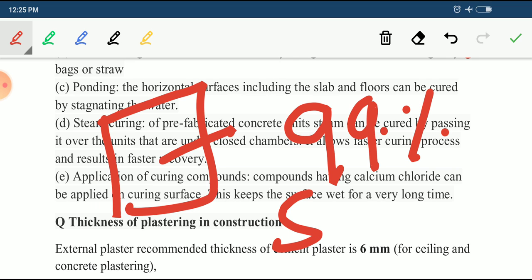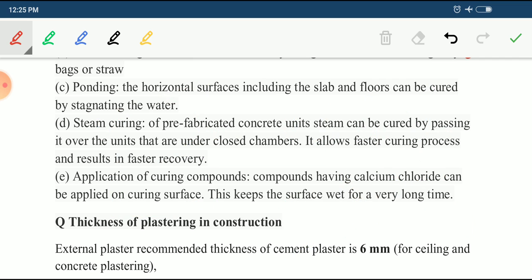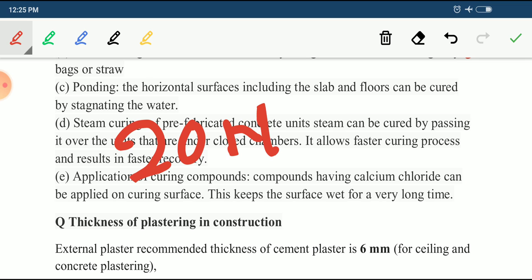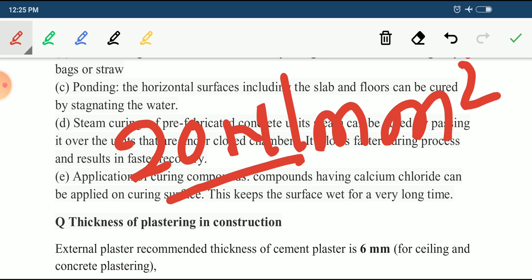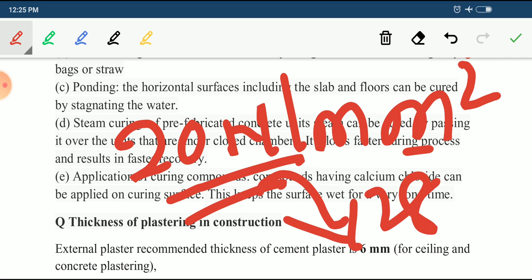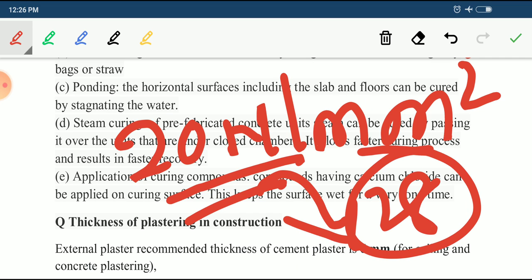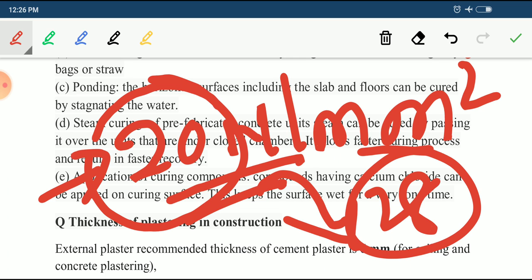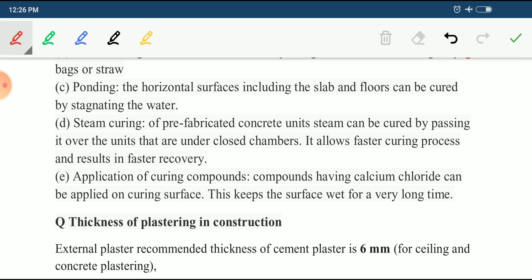If you cure for 28 days, 99.99% of the strength is achieved by the concrete. If it is M20 grade, M20 means 20 Newton per mm square. This much strength will be achieved after 28 days of curing. If you are not doing 28 days of curing, you will not achieve 20 Newton per mm square. That's why you have to go for 28 days of curing. Complete hydration will happen and 99% of strength will be achieved. This is the one thing you have to remember.